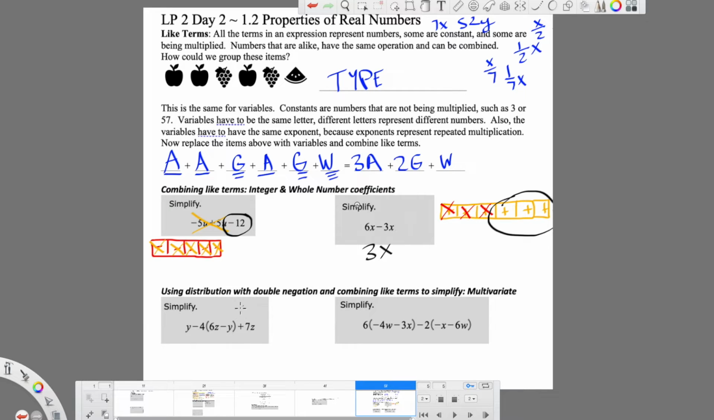All right, down here, what we get to do is a little bit of distribution. Whenever I see parentheses, I'm going to have to take that number in front of the parentheses and distribute it. That means we're going to multiply. So I have y, and then I'll do that in pink just so you can see it. Negative 4 times 6 is negative 24.